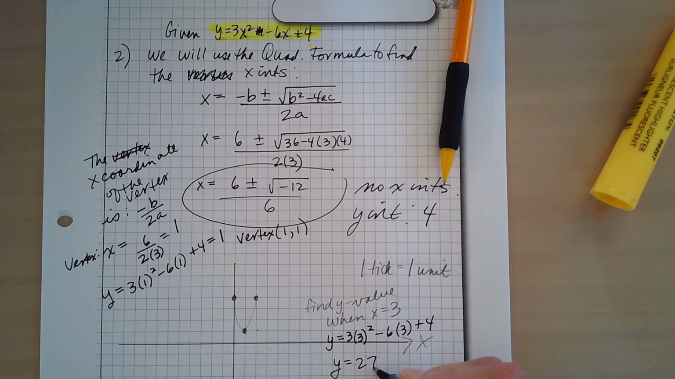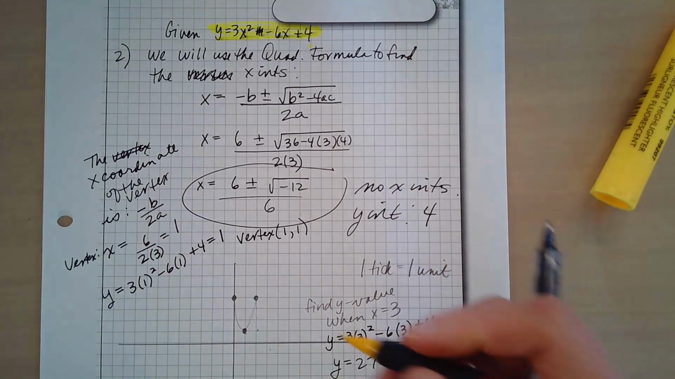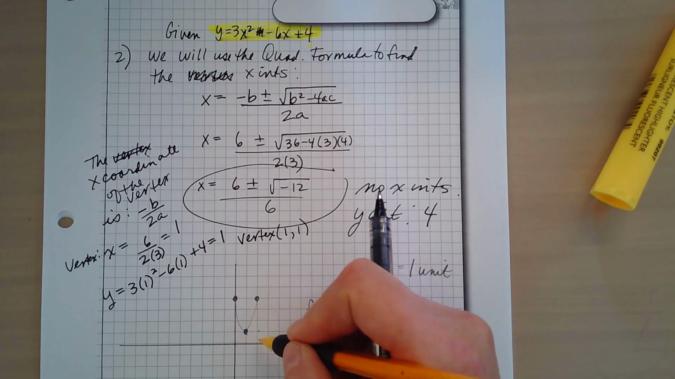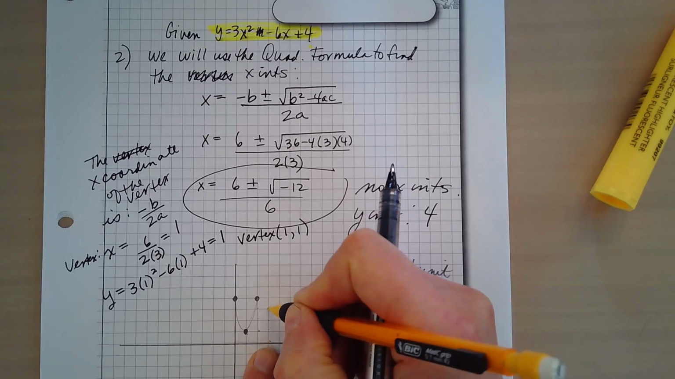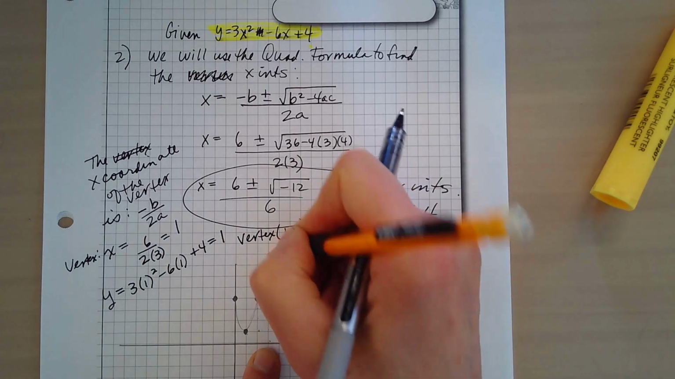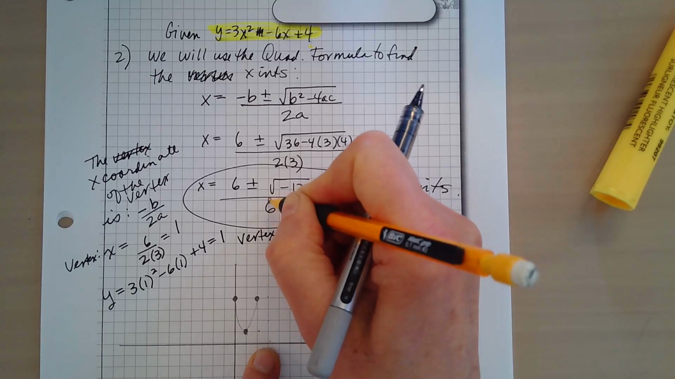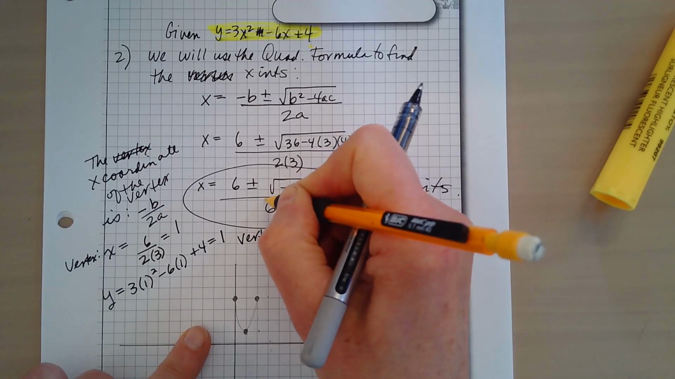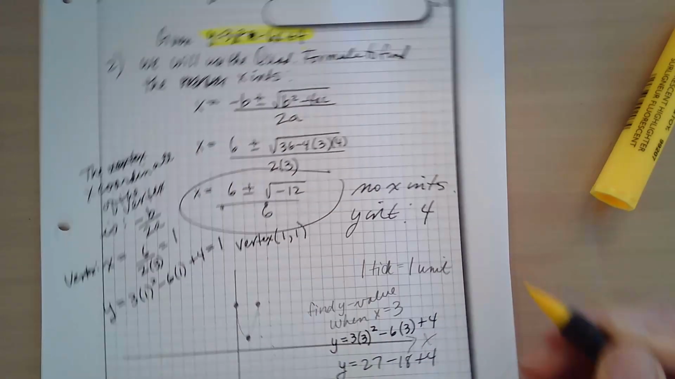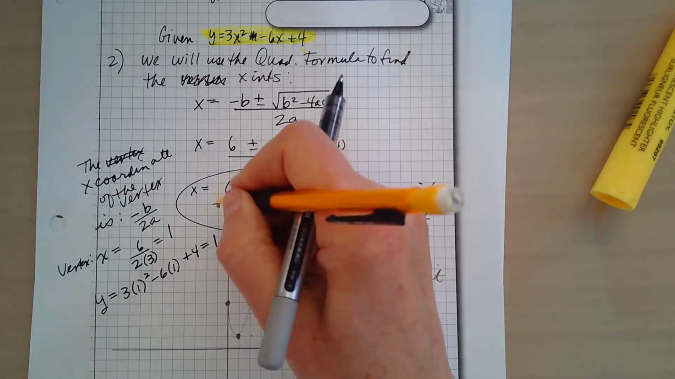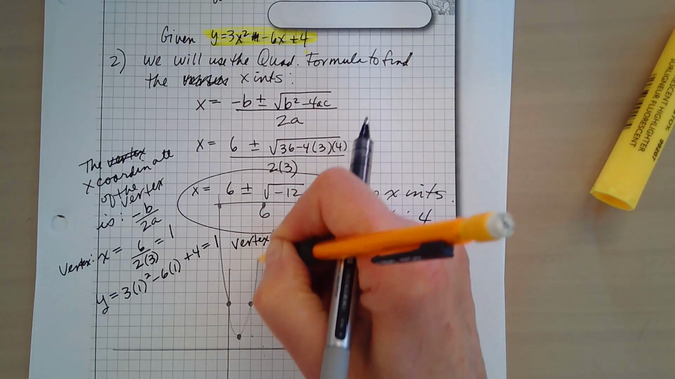So 3 times 9 is 27, minus 18, plus 4. What do we get? 13. So y equals 13. That gives me an indication of where I'm going to go. When x is 3, 1, 2, 3, y is 13: 1, 2, 3, 4, 5, 6, 7, 8, 9, 10, 11, 12, 13. And I'll have another matching value of 13 over here, one more over. So that tells me this is a really skinny, tall parabola.